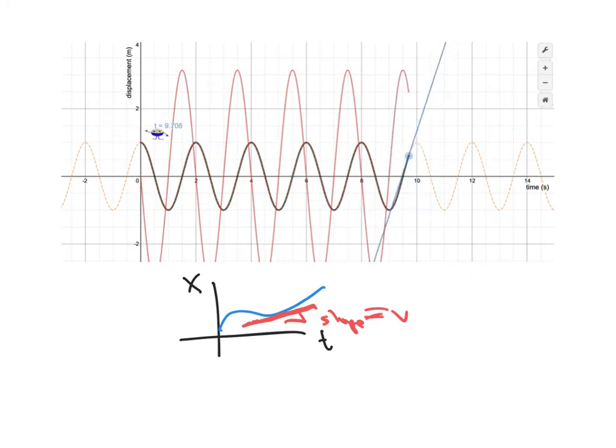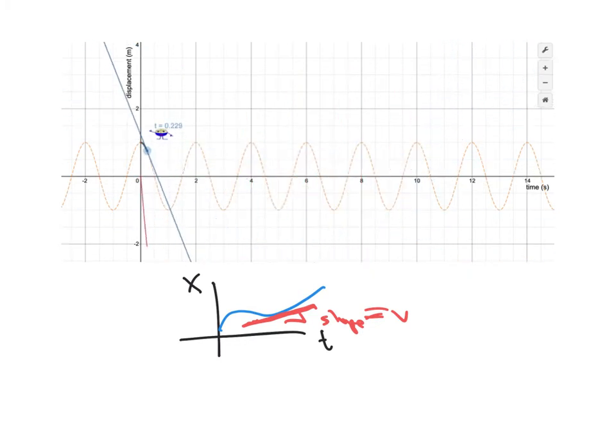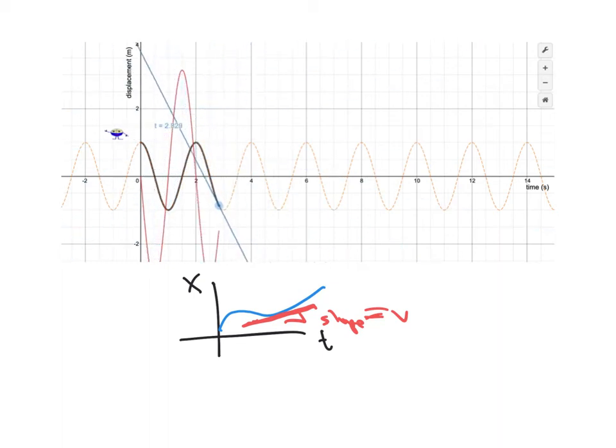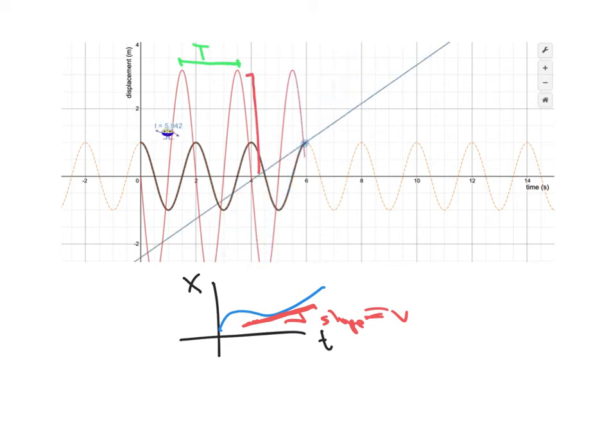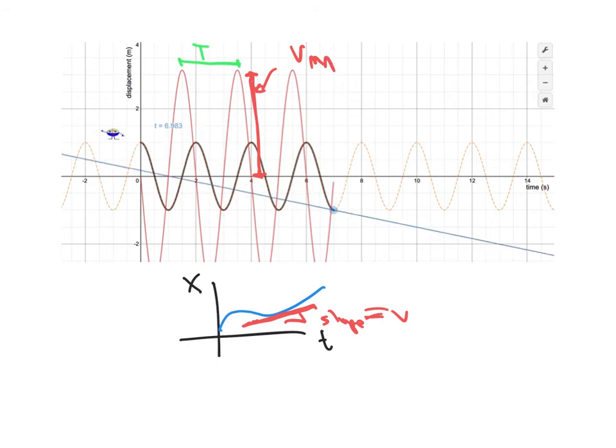But we can see a couple of important things. It has its own periodic motion. So this is a period. And of course it has its own kind of amplitude-like thing, which would be this. We have to be careful because that's not an amplitude. This is the maximum velocity it has.